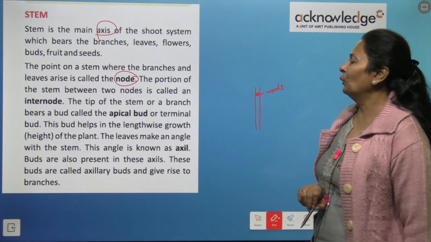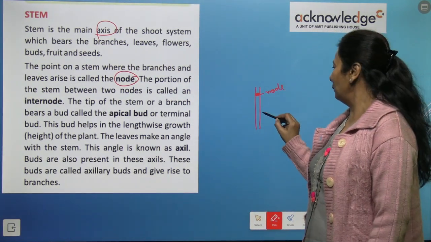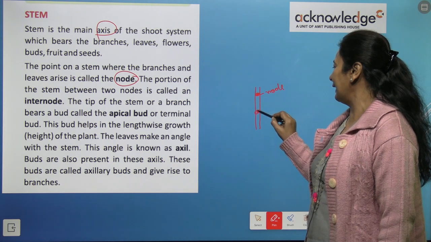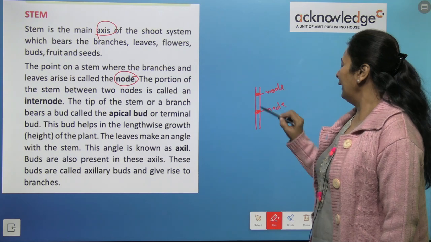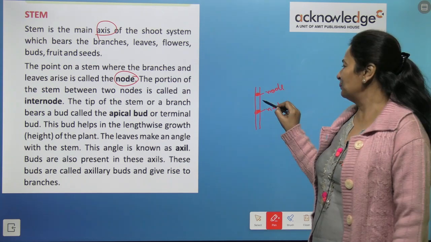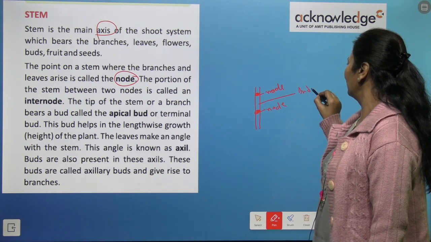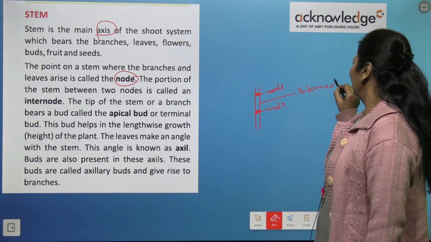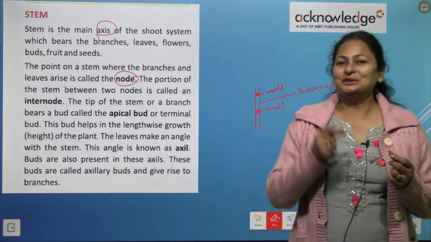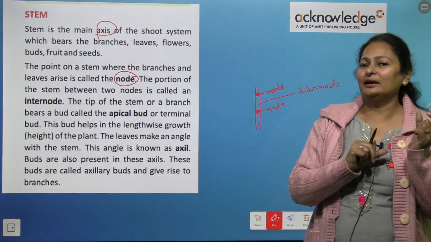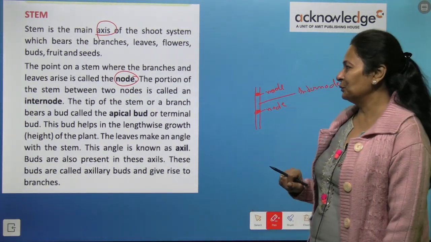This is node. The portion of the stem between two nodes. Here is a node, another node. Let's say it is here. So this is again a node, and between two nodes, this portion is called what? It is called internode. Right? The portion of the stem between the two nodes is called internode, right?